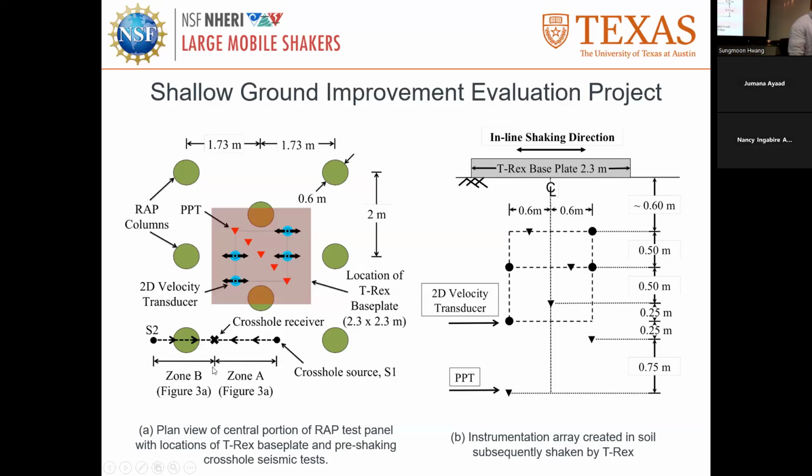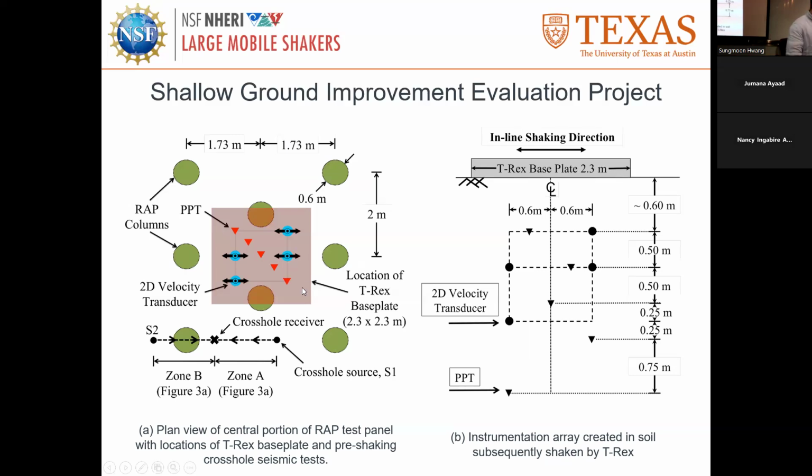We have zone A and zone B. Zone B is where, for example, they put the stone column. It has to have a higher shear velocity. They put the stone column on it, so we don't care about that. What we really care about is zone A, between the improvements, and how effectively they increased the stiffness in situ. Those are the first things.